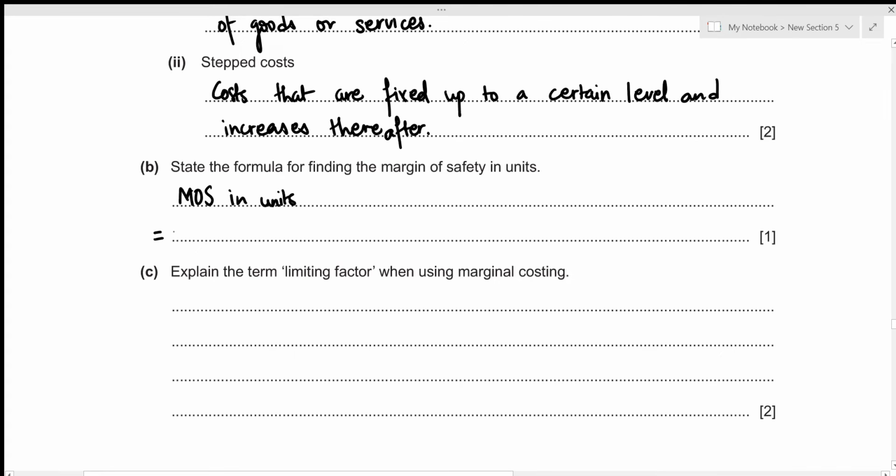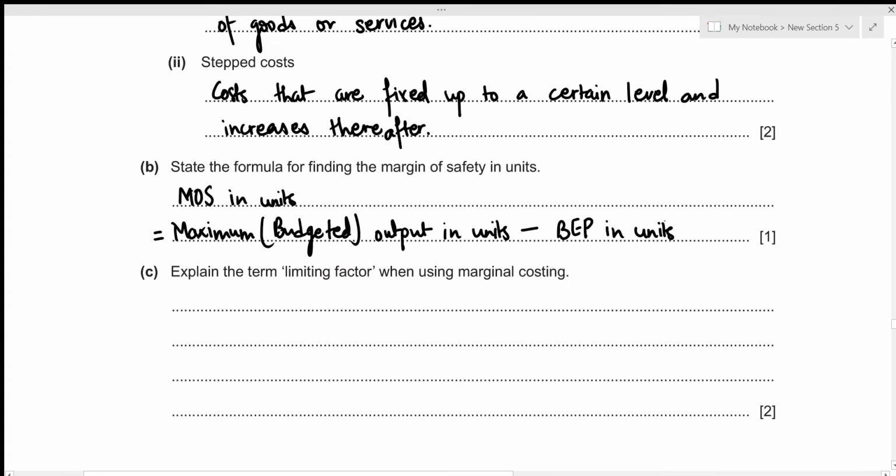This is going to be the maximum, or sometimes it can also be budgeted number of outputs or budgeted output in units, minus the break-even point. So I'm just going to write the short form BEP in units.